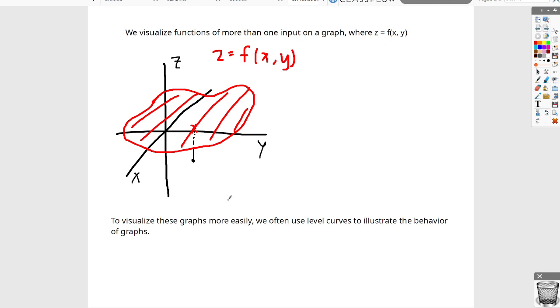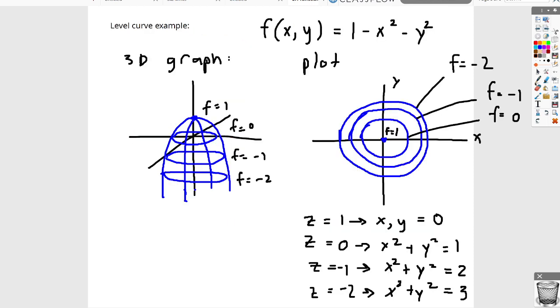So what we actually do is we use level curves. What are level curves? These are level curves right here. This is a level curve, right? And in fact, I'm probably going to look up something a little bit better to see, like a topological map, right?